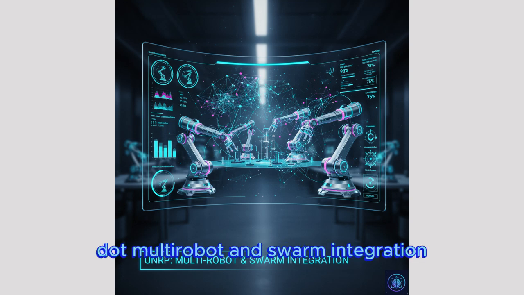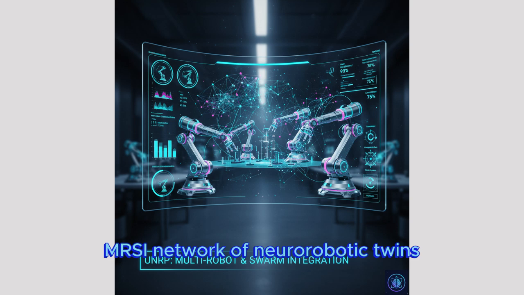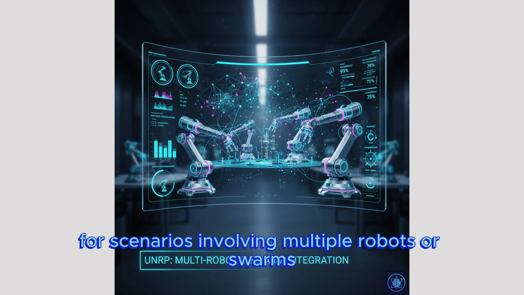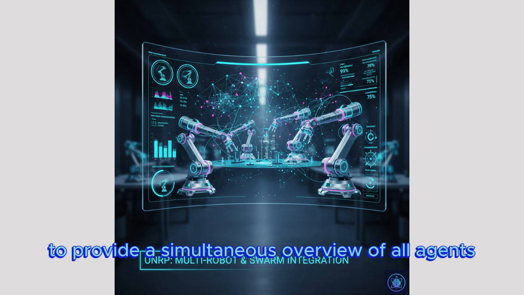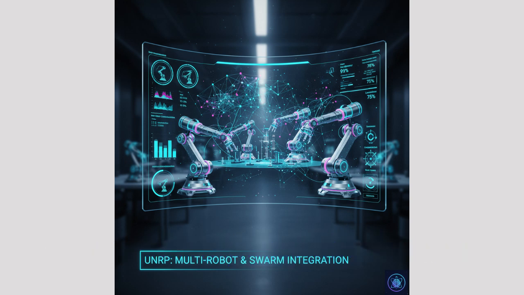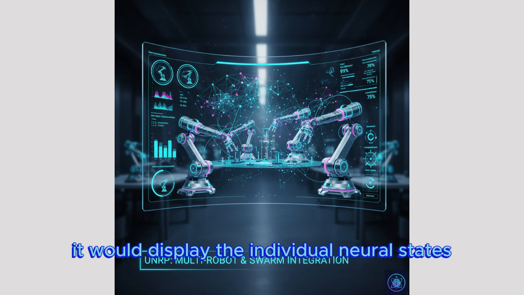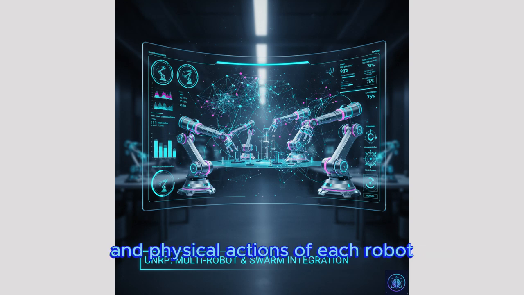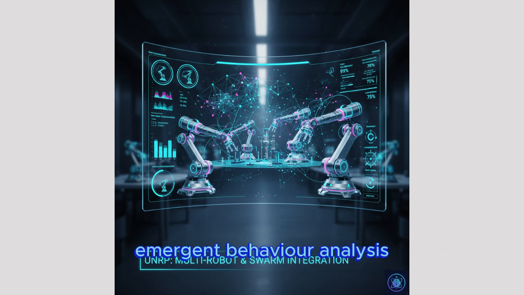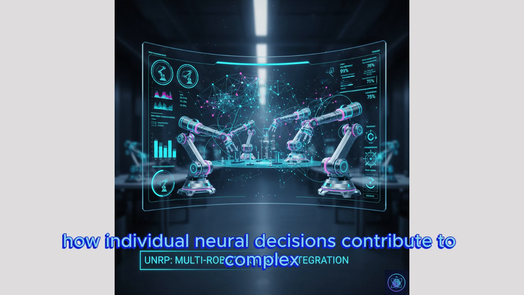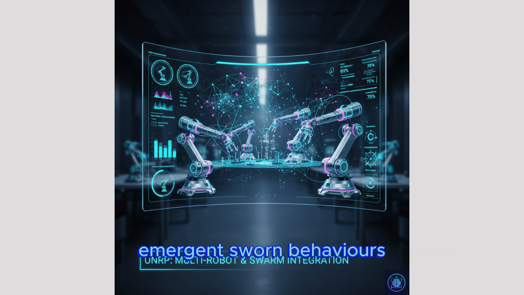Multi-robot and swarm integration, MRSI. Network of neuro-robotic twins. For scenarios involving multiple robots or swarms, the UNRP scales to provide a simultaneous overview of all agents. It would display the individual neural states and physical actions of each robot, along with their inter-robot communication patterns. Emergent behavior analysis. This allows researchers to track how individual neural decisions contribute to complex, emergent swarm behaviors.